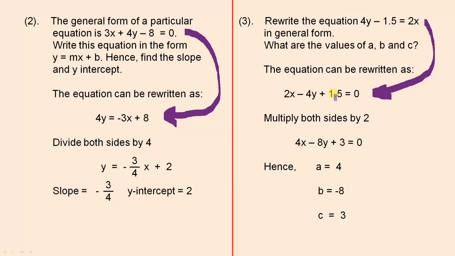Now we have to get rid of the decimal point, because all the numbers here have to be whole numbers. So we multiply both sides by 2, and that gives us this line, which is in the form ax plus by plus c equals 0. Hence, a equals 4, b equals negative 8, and c equals 3.